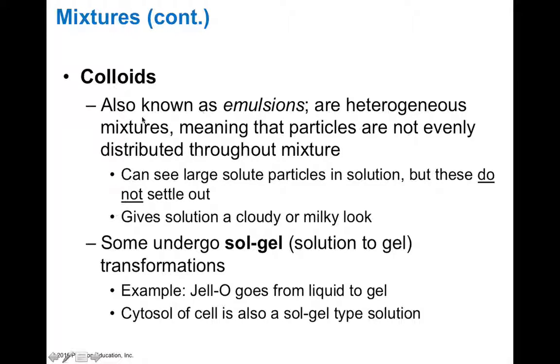Now, colloids, also known as emulsions, are a heterogeneous mixture, which means that the particles are not evenly distributed throughout the mixture. This is where you can see large solute particles in solution, but these don't settle out. This can give a solution a cloudy or milky appearance. Some undergo sol-gel, or solution to gel, transformations. An example of this would be where Jello goes from liquid to gel, or the cytosol of a cell, which is also a sol-gel type of solution, where it's typically gelatinous, but it can liquefy, and vice versa.